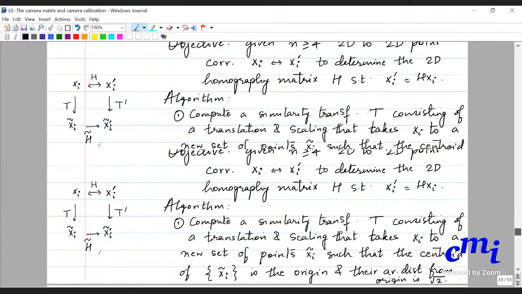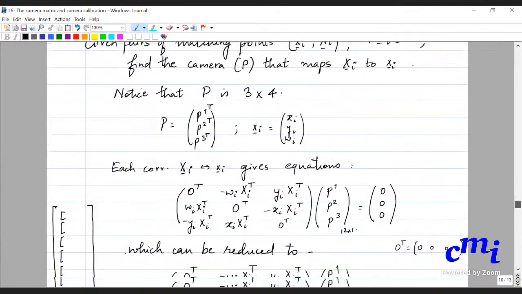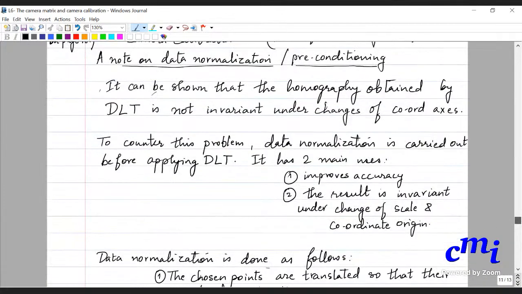What I described here is the theoretical, or the direct linear transform, way of doing it. But Zhang's method is slightly different. If there are no questions, I just want to make a little note on data normalization or preconditioning. The important thing here is that the homography that you get using the direct linear transform that I showed earlier is not invariant under changes of coordinate axis.